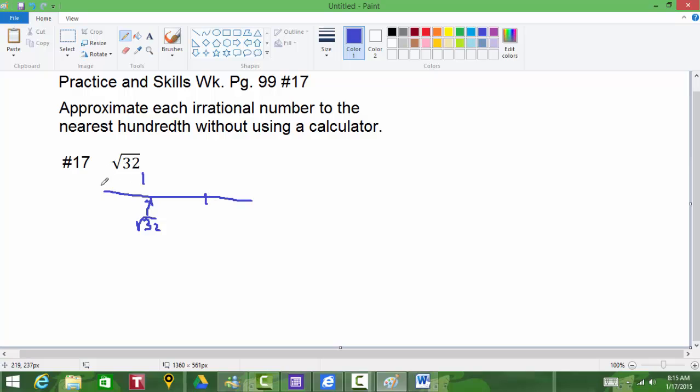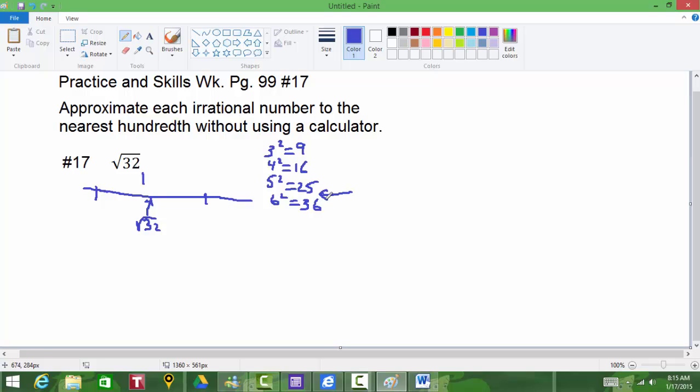Okay. And what we're going to do is come up with two numbers that it would be in between. Well, if you go through your perfect squares, like for example, 3 squared, I get 9. 4 squared, I get 16. 5 squared, I get 25. 6 squared, I get 36. Okay, and I can stop at that point right there. I know that my number 32 is going to be somewhere in between the 36 and the 25.